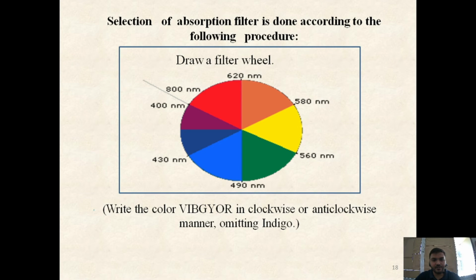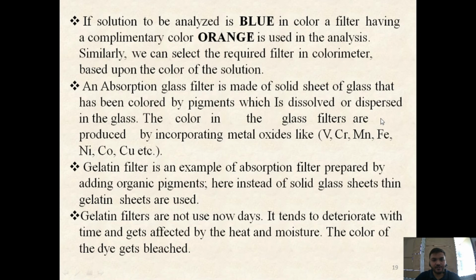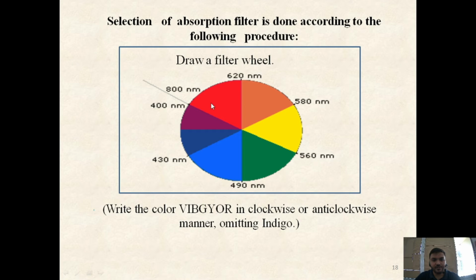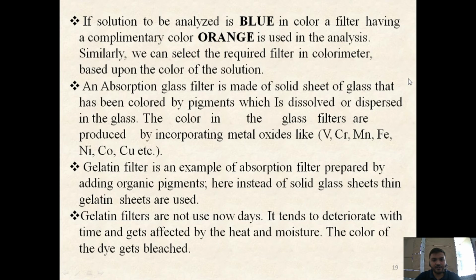Selection of an absorption filter is done according to the following procedure. This is VIBGYOR, in clockwise and anti-clockwise manner, omitting indigo. If the solution to be analyzed is blue in color, a filter having the complementary color orange is used in the analysis. Similarly, we can select the required filter in a colorimeter based upon the color of the solution.